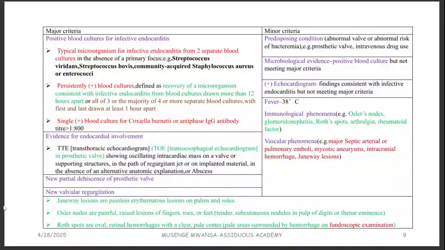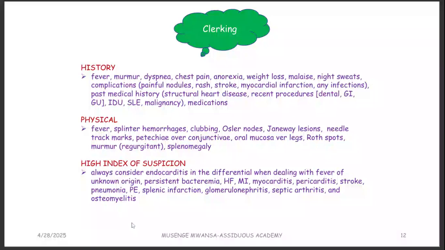Okay. So it's important for you to know where you find these. Janeway lesions are going to be found on the palms or the soles. It's important for you to know that. Osler's nodes, which are painful, are going to be found on the fingers, the toes, and the feet. Please take note where you find these. And then you also have petechial rashes, which are going to be found in the conjunctiva, the oral mucosa, and the legs. So take note of that.